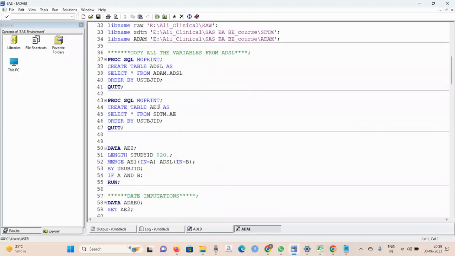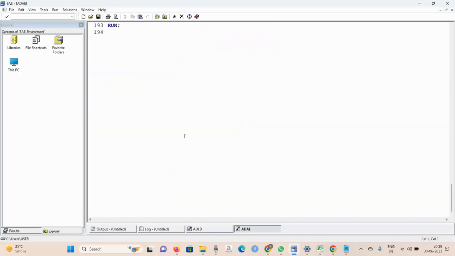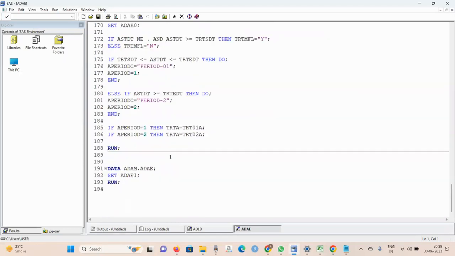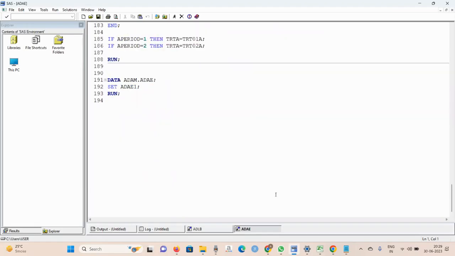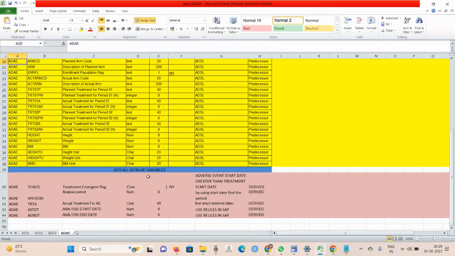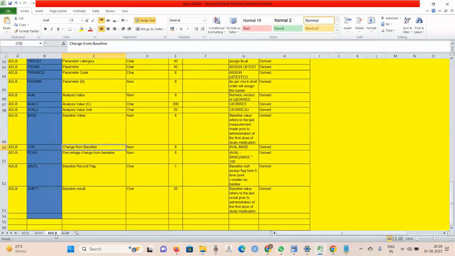I have added the SDTM AE variables, everything, and then I keep whatever required variables at the end. But here I didn't do it. In real time, yes, you have to do all those as per the specification and keep those variables. So here you also have to add all your SDTM variables. Don't skip the SDTM AE variables; they should be there in the ADaM level too.